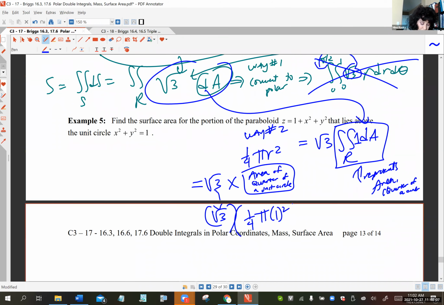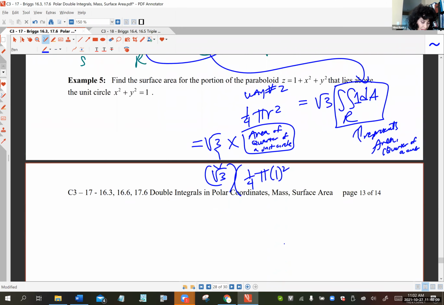That doesn't go away. And then your final answer, and this is your surface area, is square root of 3 pi over 4 square units, because we are doing an area. In this case, a surface area. And we're done with this problem. Pretty cool, huh? Don't you like the shortcut?